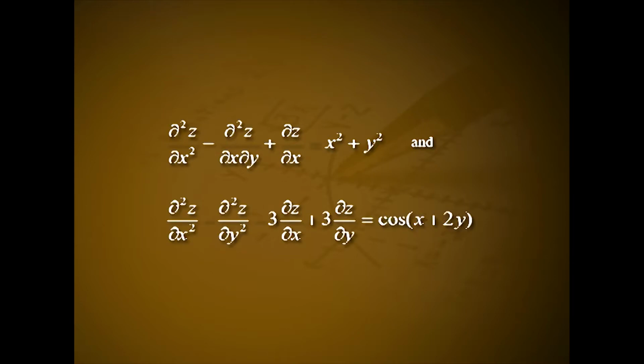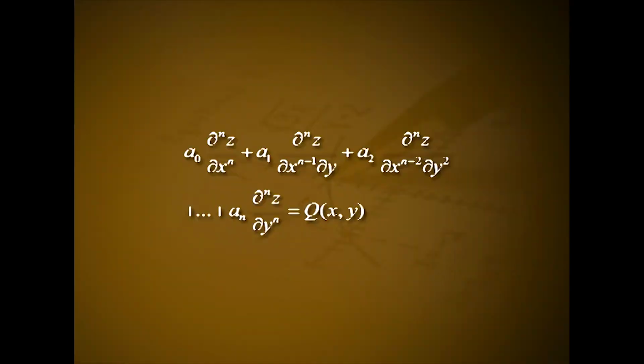∂²z/∂x² − ∂²z/∂x∂y + ∂z/∂x = x² + y², and ∂²z/∂x² − ∂²z/∂y² − 3 ∂z/∂x + 3 ∂z/∂y = cos(x + 2y) are equations of the second category.